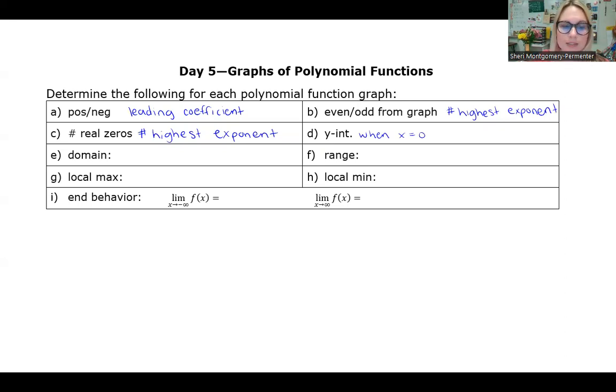The domain is simply where your graph lives, left and right. And for all of these, for all polynomials, it is all real numbers. Okay, it's always all real numbers. For the range, though, you have to actually look. It's where does the graph live, up and down. So the range is up and down. The range can change, but the domain is always all real numbers.